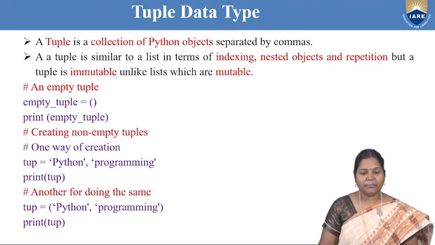So, first of all, a tuple is a collection of Python objects separated by commas, and the elements of the tuple are enclosed within parentheses. A tuple is similar to a list in terms of indexing, nested objects, and repetition, but the difference is tuples are immutable, whereas a list is mutable. That means once you have created a tuple, you cannot change any object in it, whereas you can change the elements of a list. The elements of a tuple are not modifiable, whereas in a list they are modifiable.